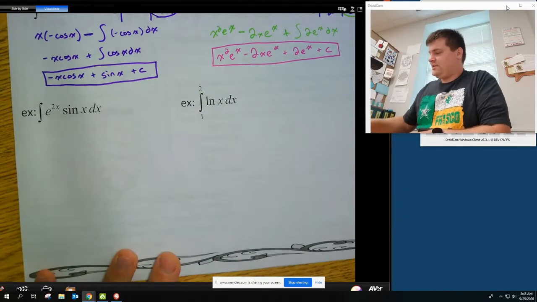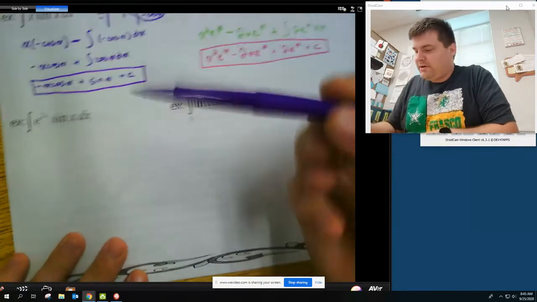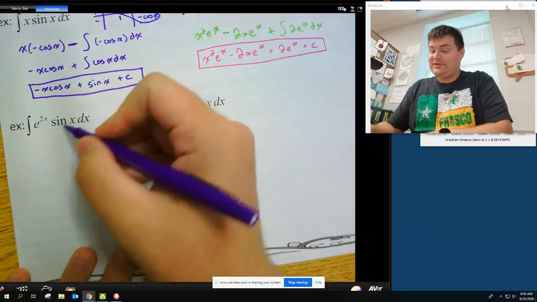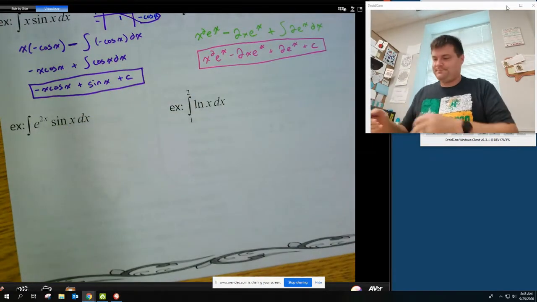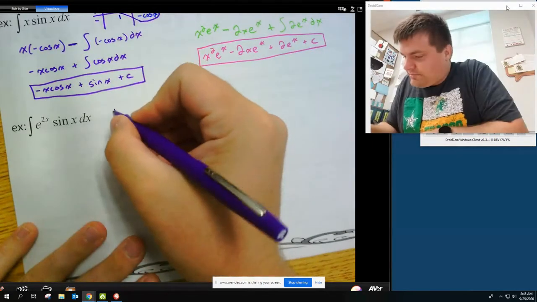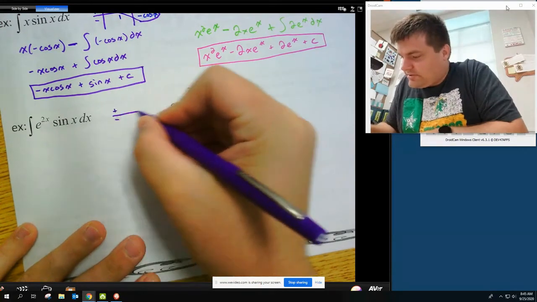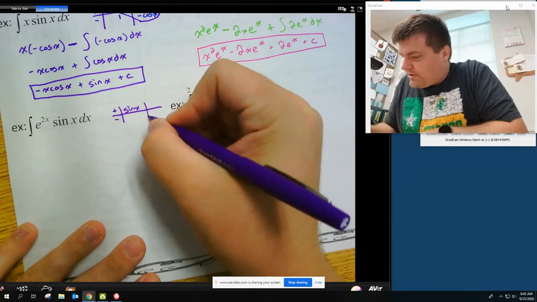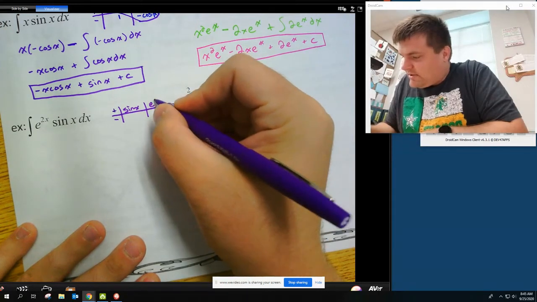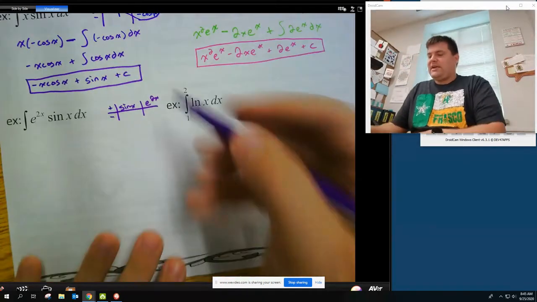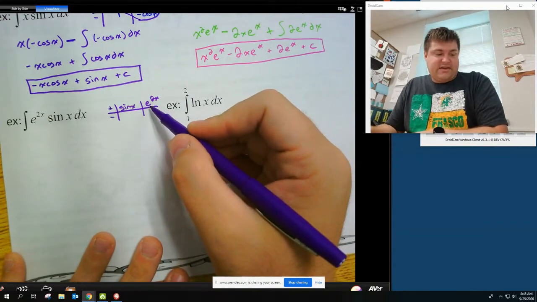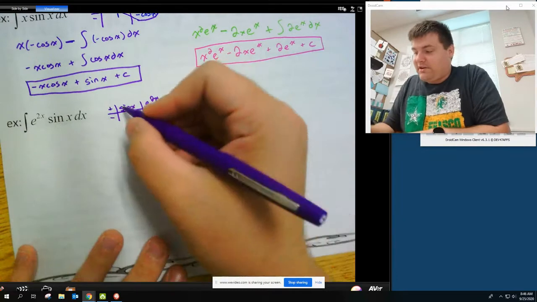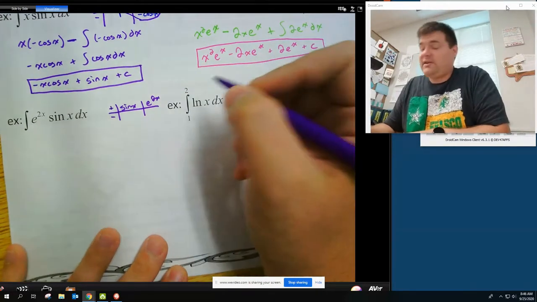So let's use the tabular method. I'll stick with purple. So what goes first? And I talked about this already. The trig goes first or the exponential goes first? The trig does. So plus minus. So I'm going to have sine of x over here, and I'm going to have e to the 2x. Now, we can find the antiderivative of that. It's just a baby u sub, so I don't think we'll have any problems finding the antiderivative of e to the 2x.